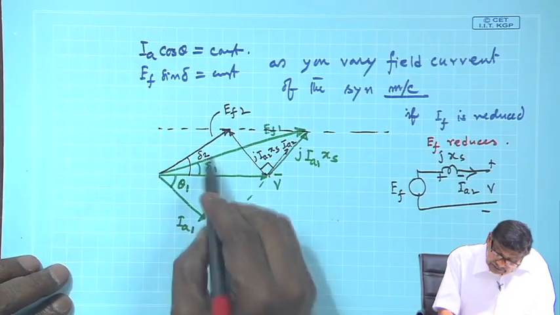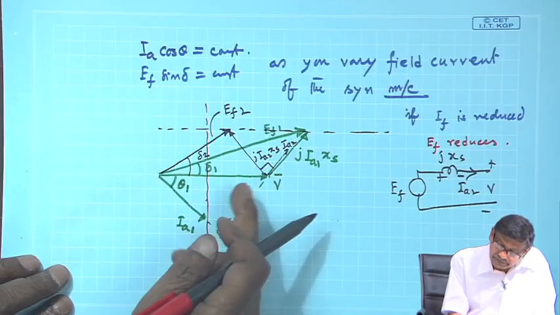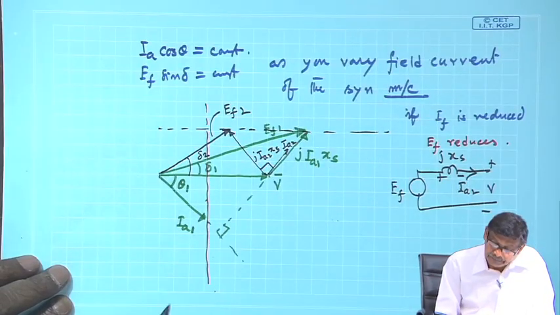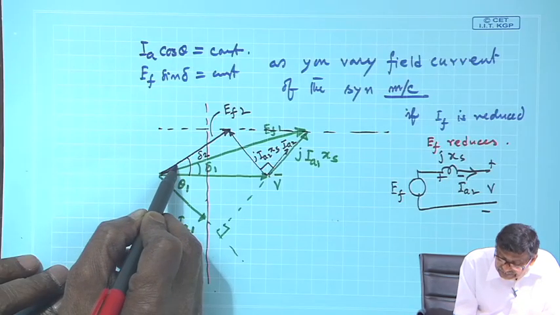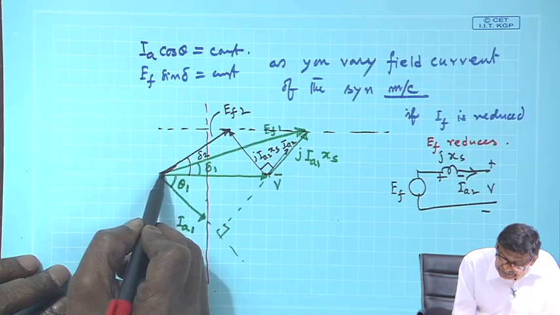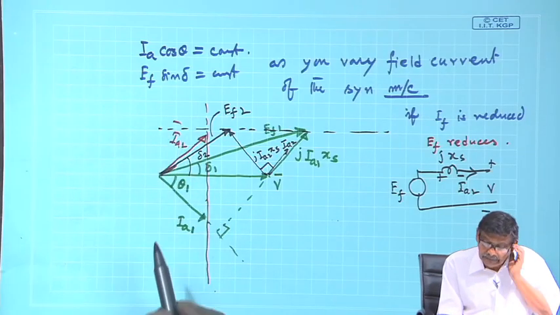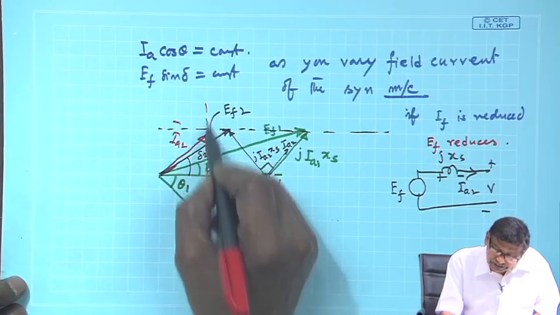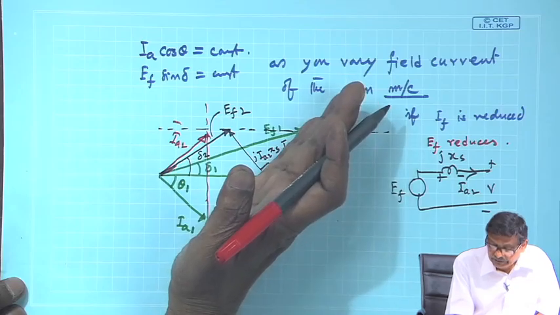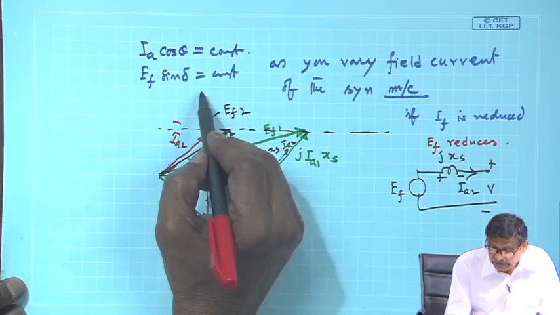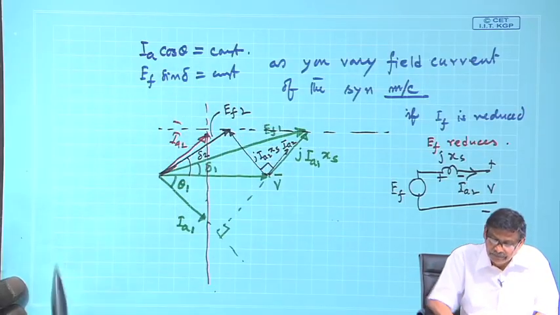Now, the direction of I_a2 I have got, it is like this. So, I_a2 must be parallel to this, something like this, but the tip of I_a2 has to be on this line. So, you calculate jI_a2 x_s, then decide what is the direction of I_a2, draw it, and this is the I_a cos theta constant line. So, it will be here.